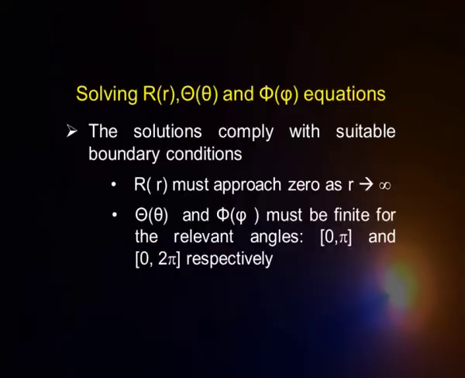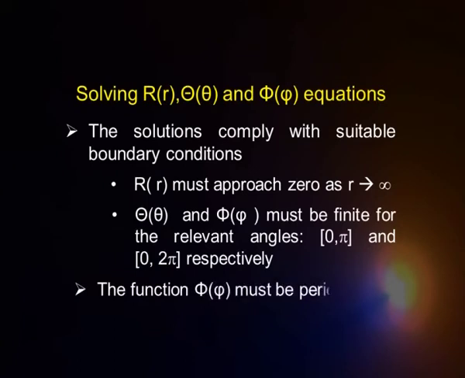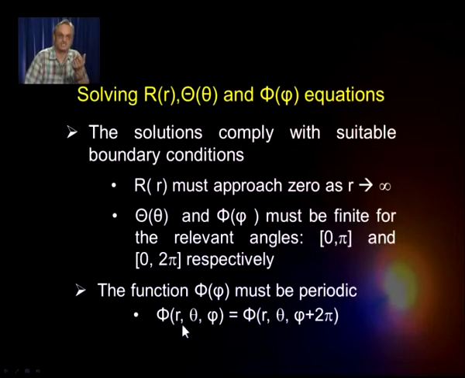So for these ranges, we must ensure in the process of solving these equations that the boundary conditions are met. And similarly, for the phi equation, we have to ensure that this equation is periodic in nature. What it means is that if I take psi of r, theta, phi, that is this wave function, and the one at r, theta, phi plus 2 pi, they must be identical. That's the meaning of periodicity. That means the wave function repeats after every 2 pi. So a function at 0 phi and 2 pi phi must be the same. So these are the things we ensure in the process of solving it.